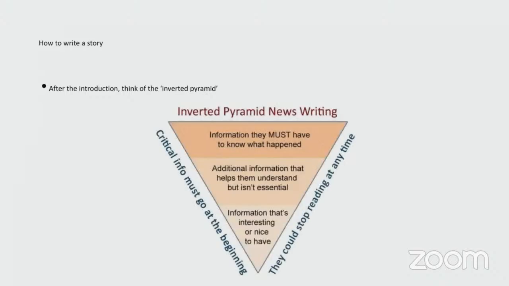So there's something in journalism known as the inverted pyramid, and I can hear groans from those of you who've ever done a journalism course. But it's a really useful thing to have in the back of your head. You want to start any story with the information that you must know. So you shouldn't start a story with information that is secondary or tertiary to the incident. You might want to then add additional information that helps them but isn't essential.